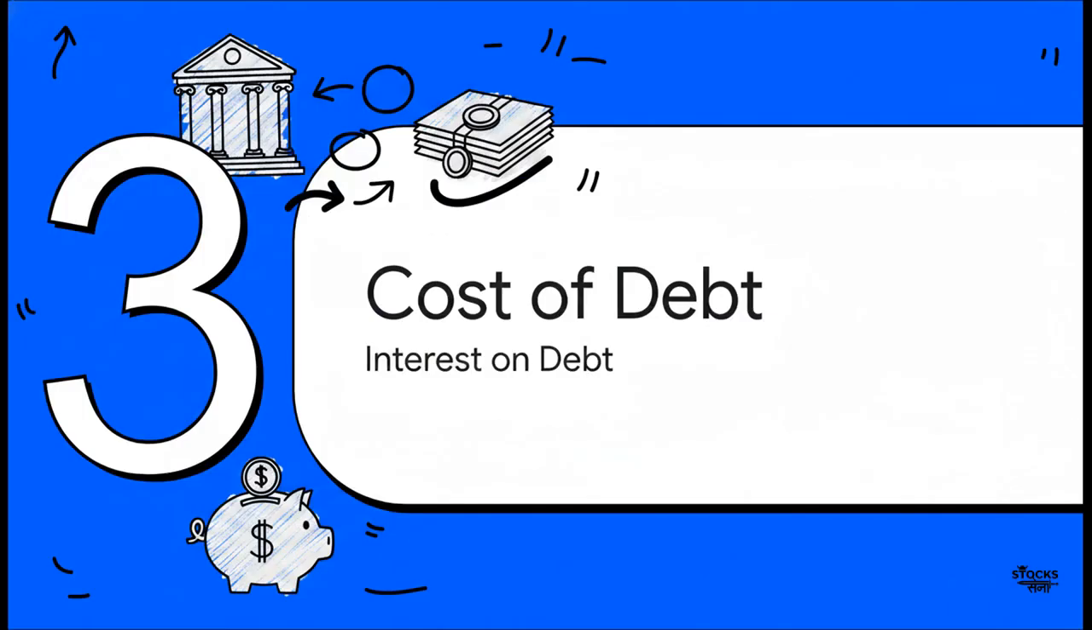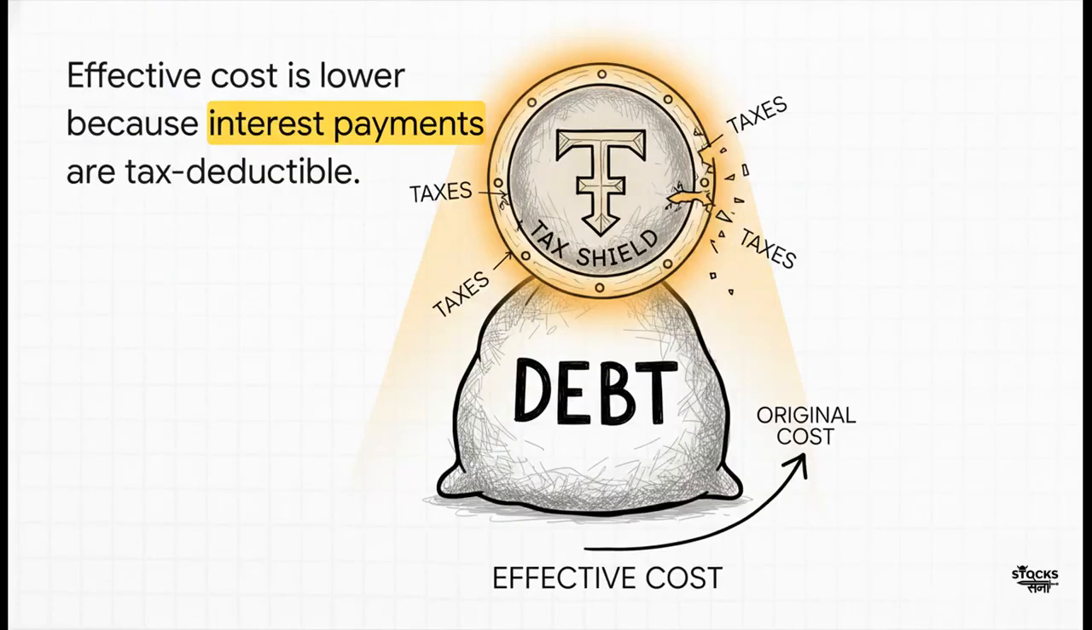All right, Section 3, calculating cost of debt. Now, calculating the cost of debt is actually incredibly straightforward. You just divide a company's finance costs by their total debt. But there is one absolute non-negotiable rule you must follow.